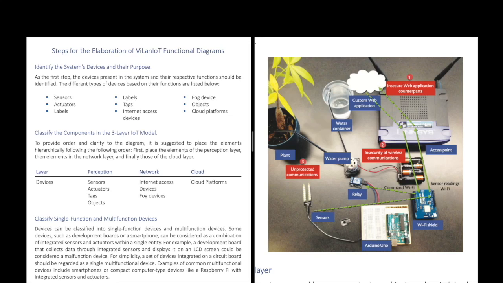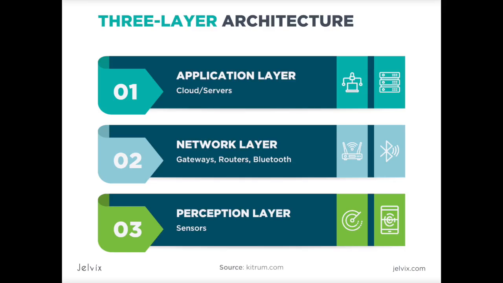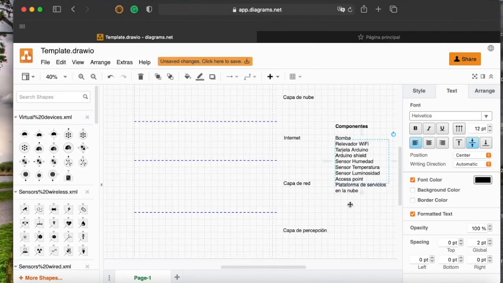In this tutorial we are going to represent an automatic irrigation system. The first thing to do is identify which components are in our system. What is proposed is that these components are classified within a 3-tier IoT architecture model. Once we have our devices, the next step is to classify these devices.